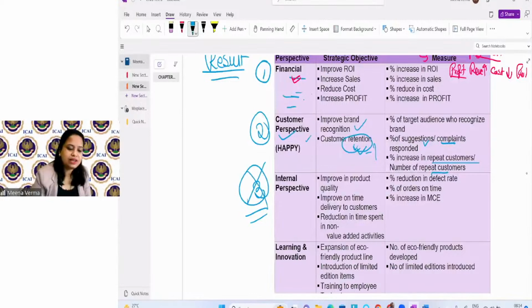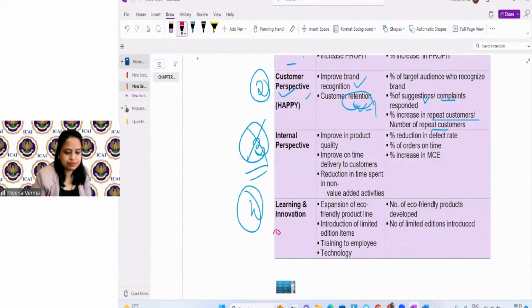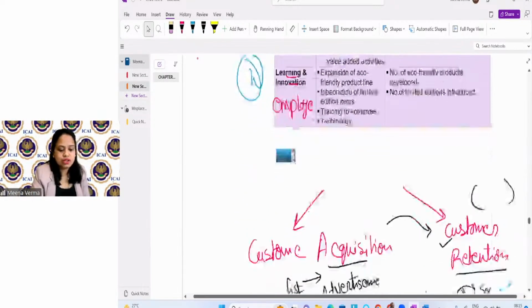Third. अच्छा, third से पहले let's talk about the fourth, because fourth is related to what? Employee. Who will learn? Who will do the innovation? Employee. Employee will have to learn, and employee will have to do the innovation.